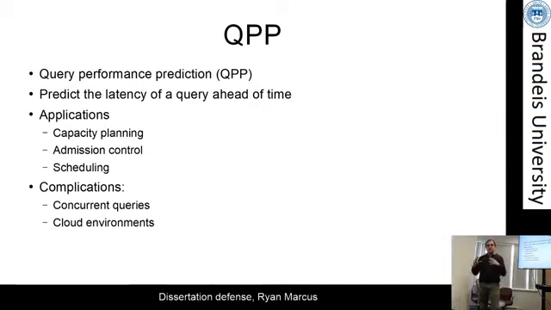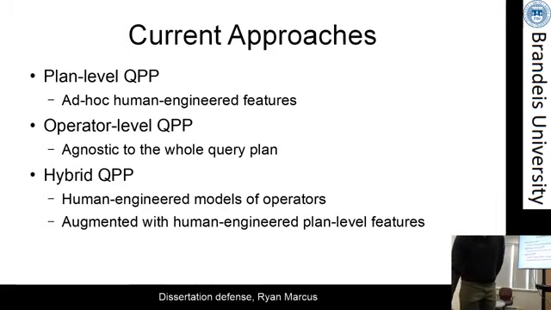It's also an extremely difficult task on its own, even with just static queries running in a static environment, but it's additionally complicated by the introduction of concurrency and cloud environments. The current approaches can be divided into about 3 categories. The first is plan level QPP. In these, humans sit down and look at a whole bunch of different query plans and come up with features like how many joins are there? What tables is it scanning? Does it read the fact table? They make a big old vector of these hand-engineered features and then train a machine learning model to predict on it.